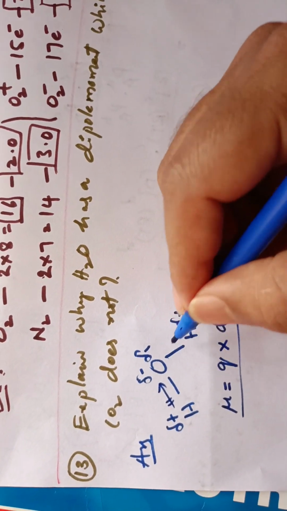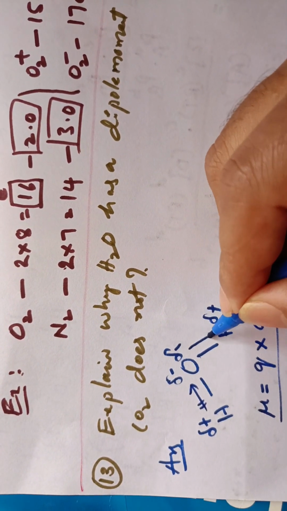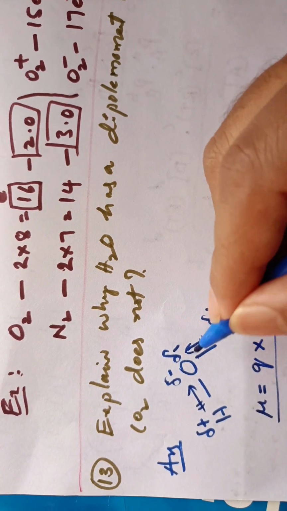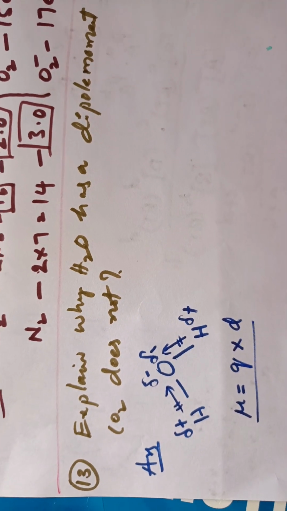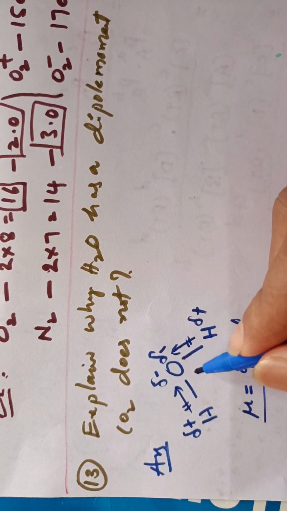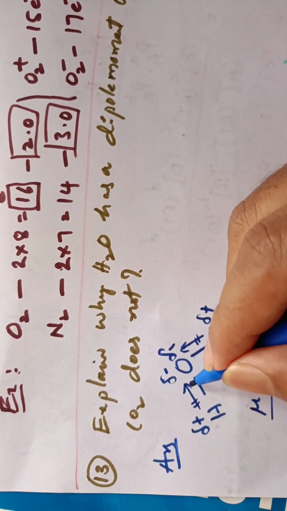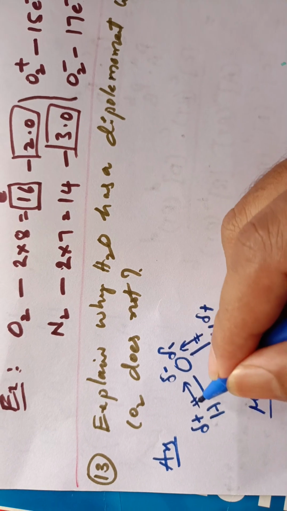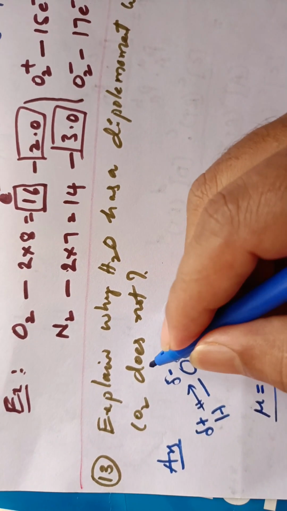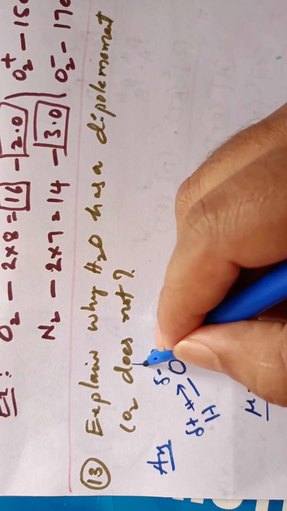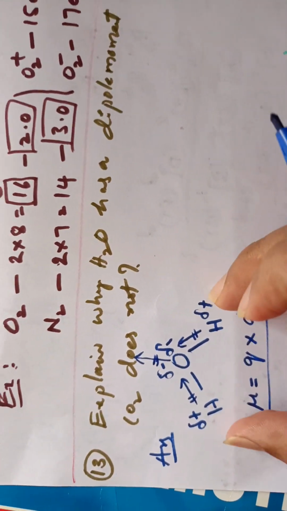And if you observe these two atoms, in this also the dipole moment is in this direction because of the more electronegativity of the oxygen atom. So what is the net dipole moment of this whole molecule? The dipole moment between these two atoms is in this direction, and the dipole moment between these two atoms is in this direction. So the net dipole moment is in this direction. So it has some value.